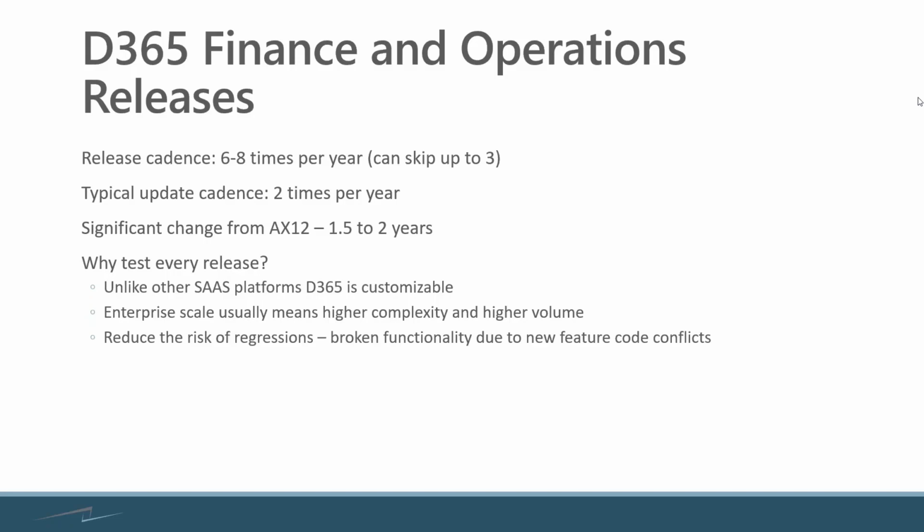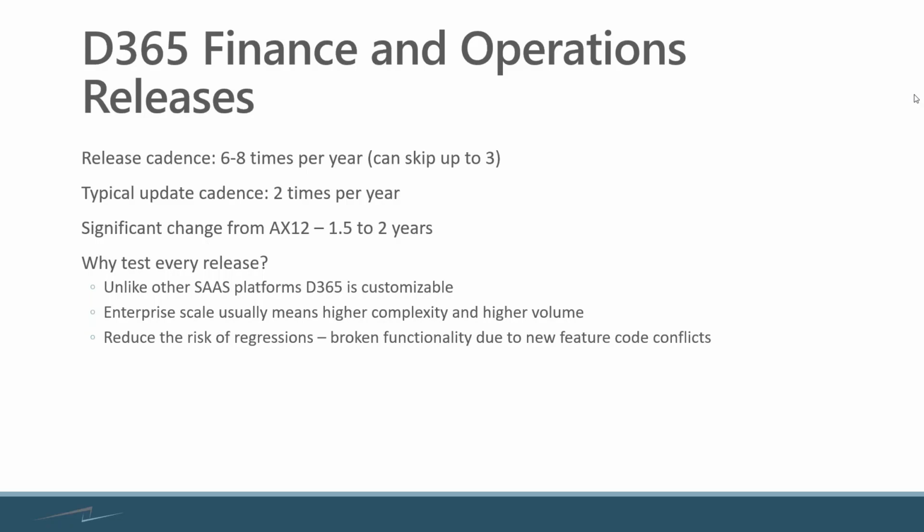So the release cadence is 6 to 8 times per year. Microsoft will allow you to skip up to 3 updates. So basically, this means that every 4th update, you have to take it. Typically, what we see in our clients is an update cadence of about 2 times per year is what we'll actually wind up taking.